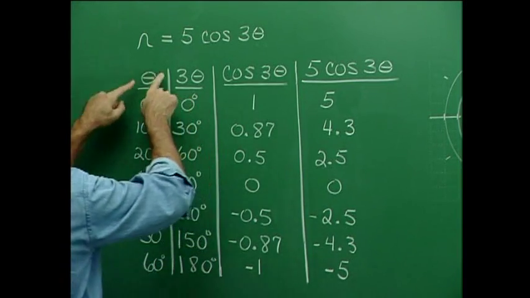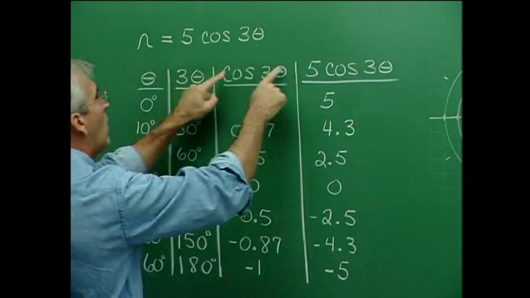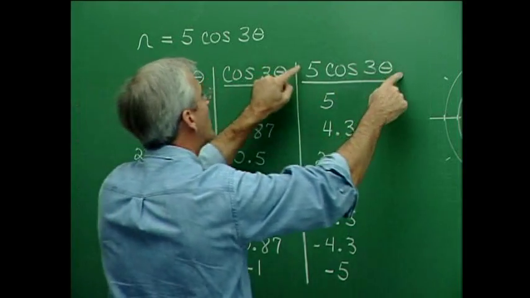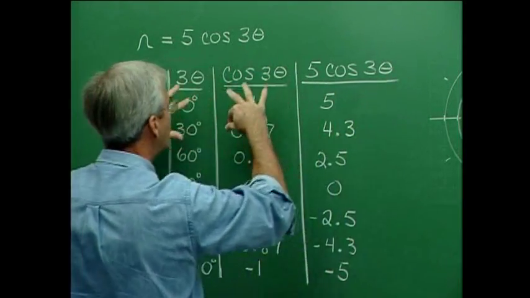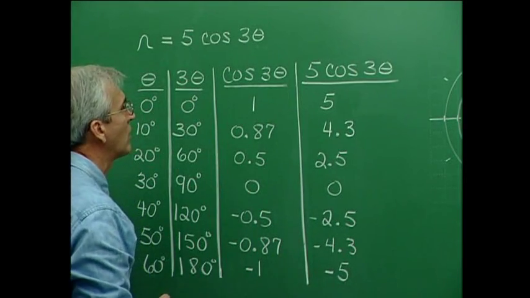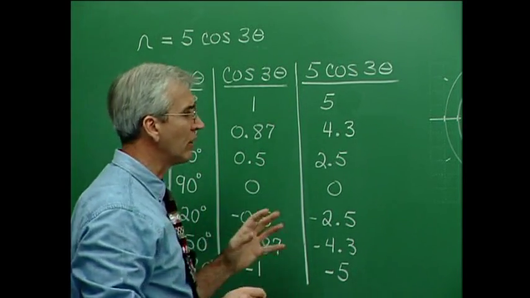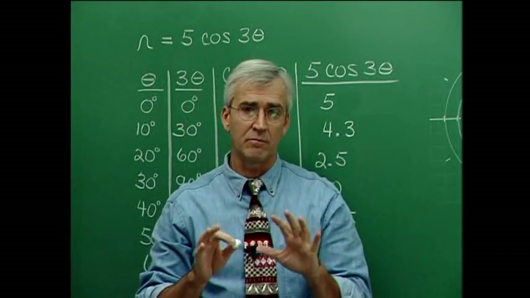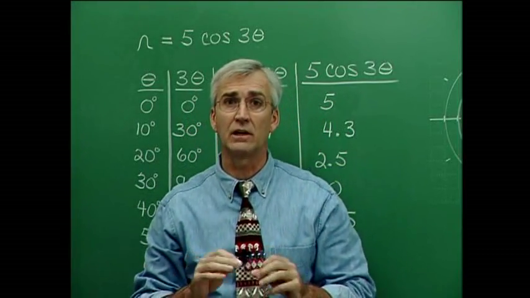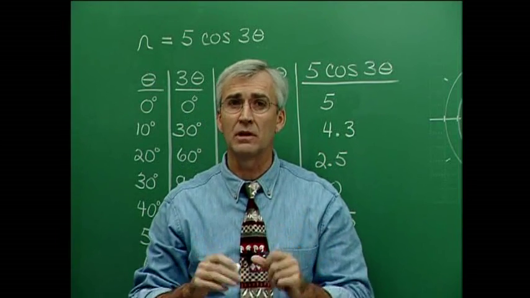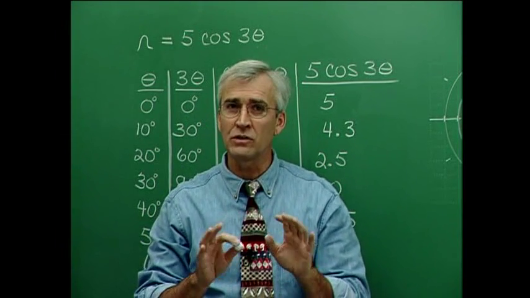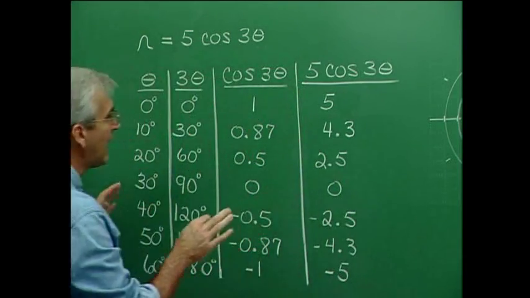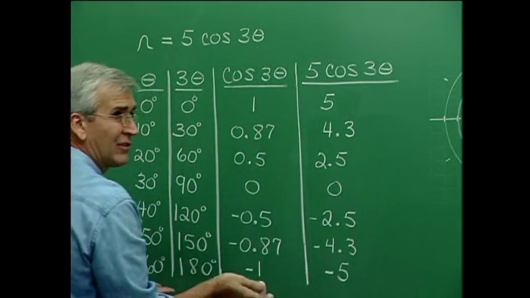And notice I'm building along the top here: theta, 3 theta, cosine 3 theta, and then 5 cosine 3 theta. It's a nice way to go through and build our chart for graphing. And by the way, we're going to approach this idea of graphing both by hand using graphing paper, and also using the graphing calculator. So we're going to look at both here, but if we're doing it by hand, then we need to make a chart sort of like this.